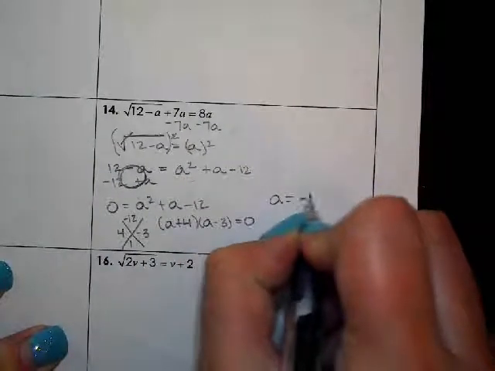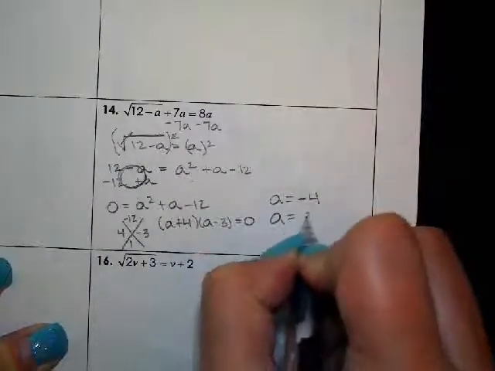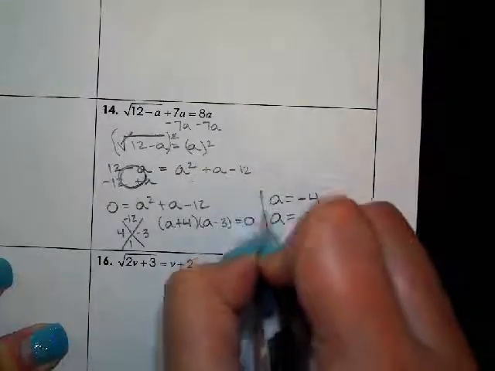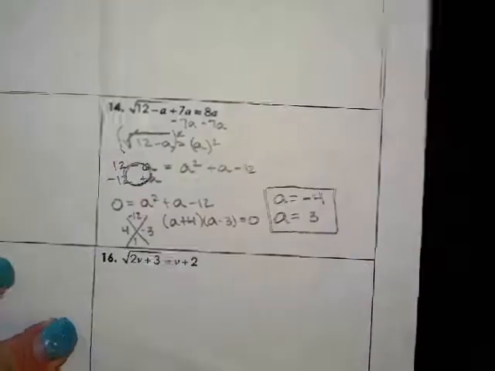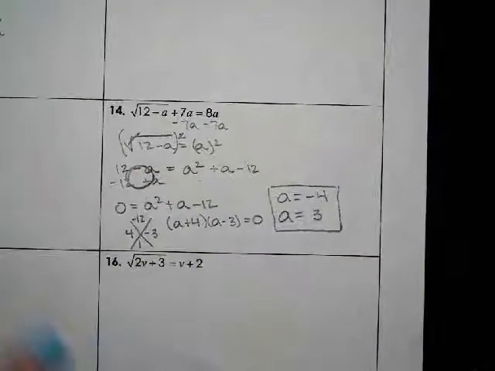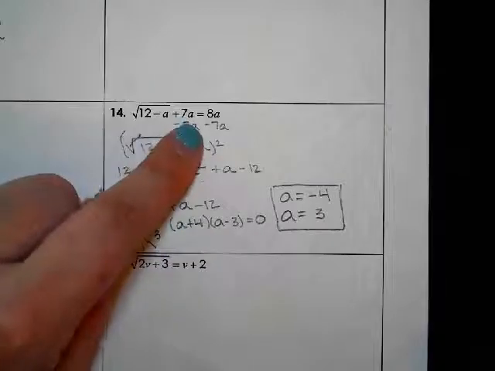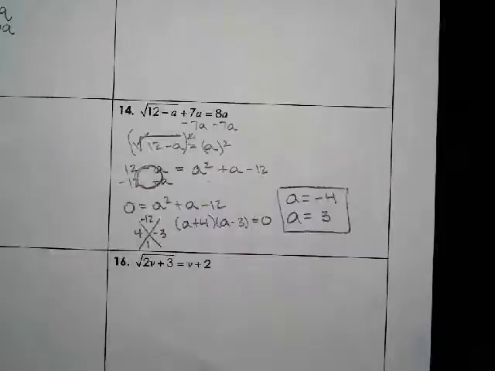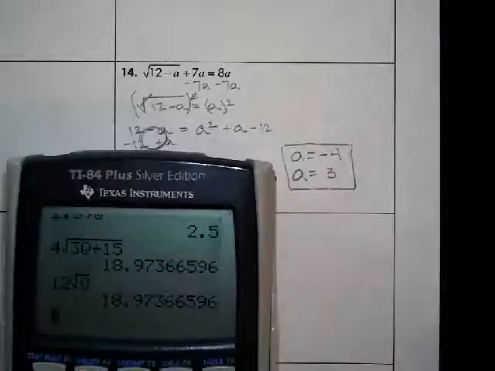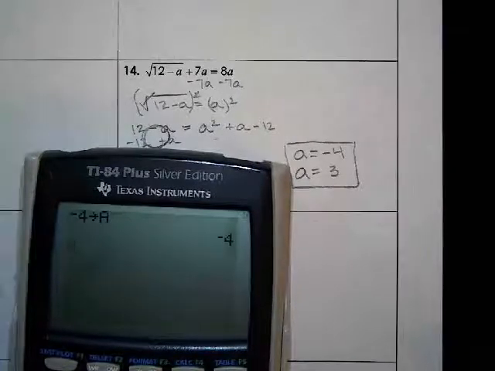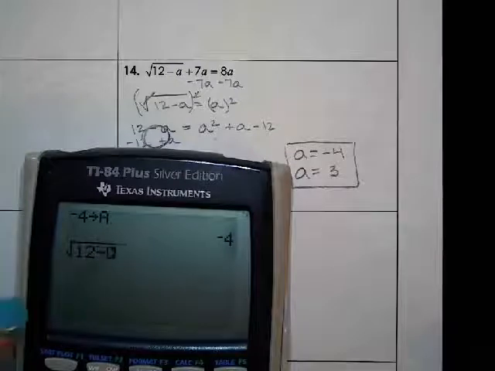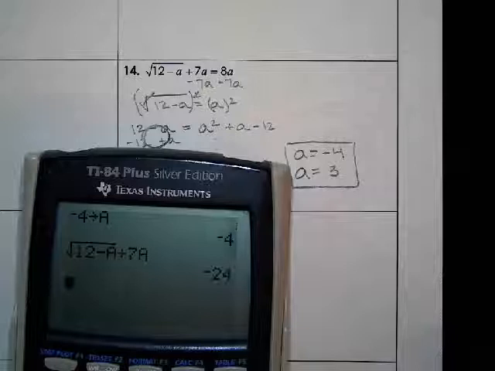So I need to check both of those answers and make sure that they work. When I check my answers, I'm going to check them against the original problem, not anything else. Always check back with the original problem. I'm going to check the negative 4 answer first. I'm going to store it as a, and plug it into the square root of 12 minus a plus 7a, and make sure that equals 8a. So negative 4 does not work.